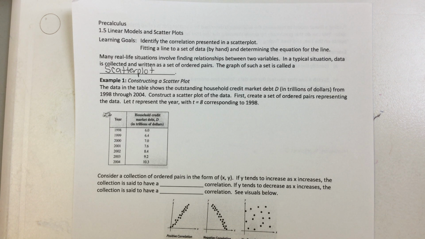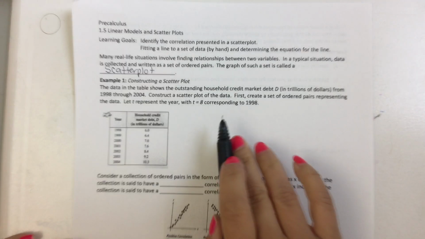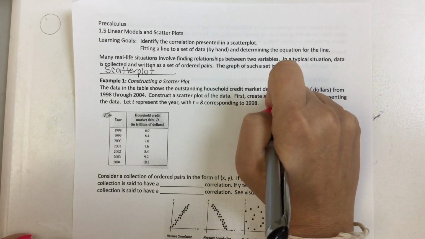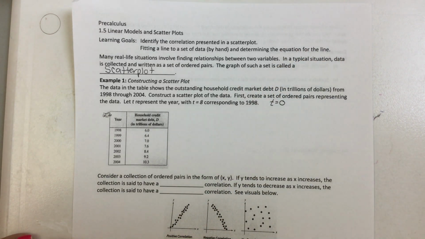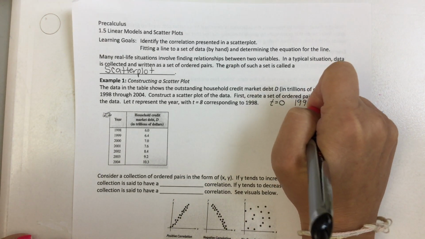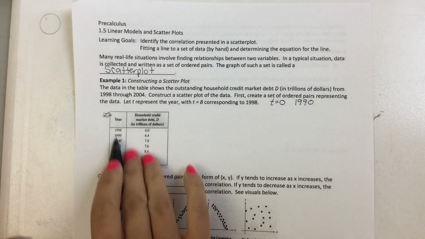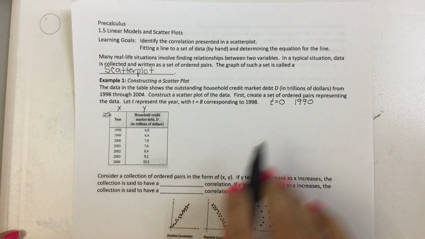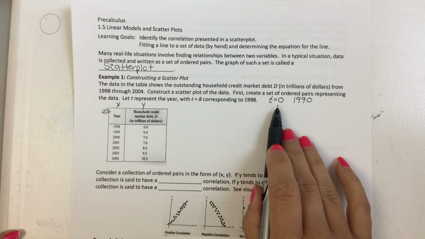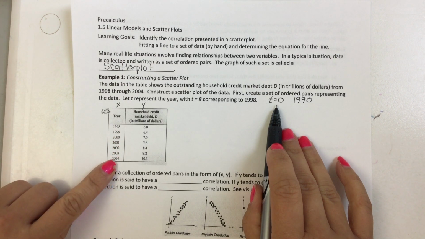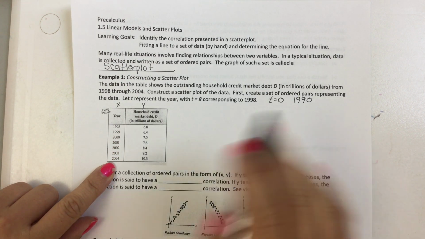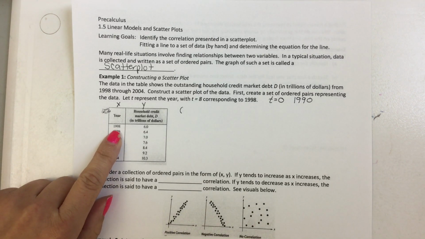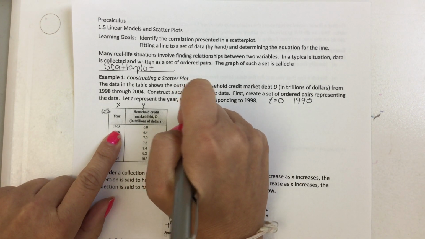First, create a set of ordered pairs representing the data. Let T represent the year, with T equals 8 corresponding to 1998. So what that means is if T is 0, that means it's 1990. Remember when you have a table, this would be X, this would be Y. Your X value is however many years the particular year that you're looking at is past 1990. So when I make these ordered pairs, 1998, they're saying that should just be an 8.